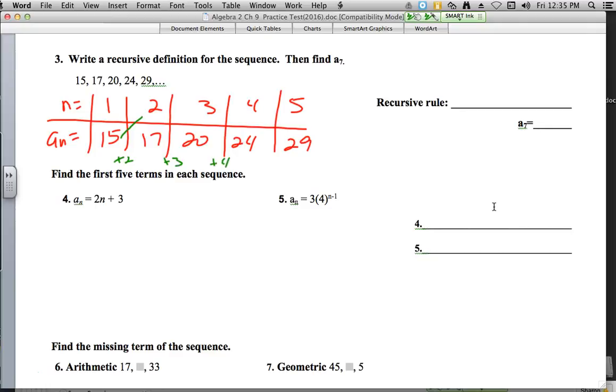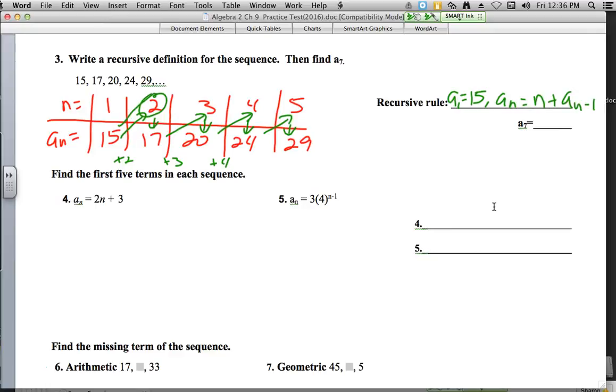Wait a minute, 15 plus two gives you 17. 17 plus three gives you 20. 20 plus four gives you 24. 24 plus five gives you 29. That's what they're doing. So now I have to describe it. And I have to tell them the first term was 15, and to find any term, they have to take n plus the previous term.